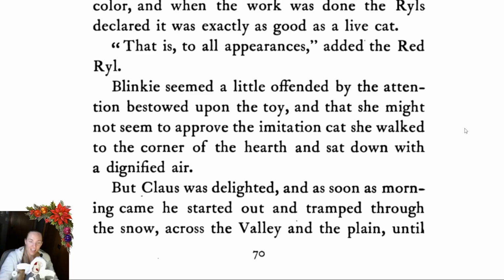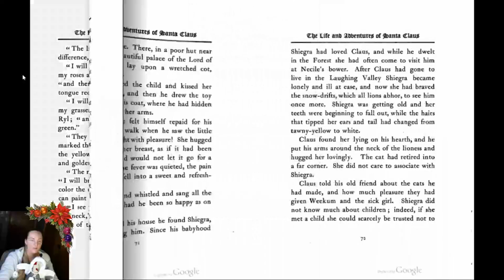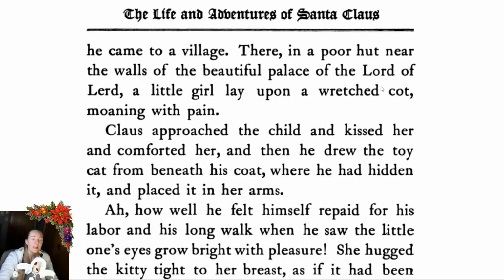But Claus was delighted, and as soon as morning came, he started out and tramped through the snow, across the valley and the plain, until he came to a village. There, in a poor hut near the walls of the beautiful palace of the Lord of Lurd, a little girl lay upon a wretched cot, moaning with pain. Claus approached the child and kissed her and comforted her, and then he drew the toy cat from beneath his coat, where he had hidden it, and placed it in her arms.